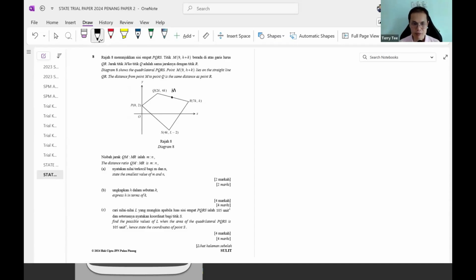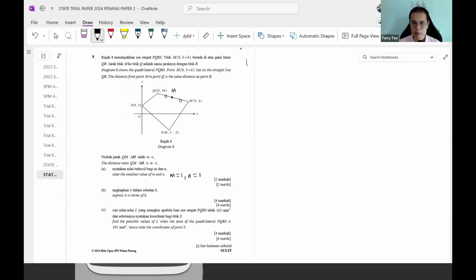So I think the first part here is very simple. The ratio of QM to MR is m is to n. State the smallest value of m and n. So if these two are equidistant, if M is a midpoint, therefore m must be 1, n must be 1 as well. All right. Now, next, you are supposed to express h in terms of k.